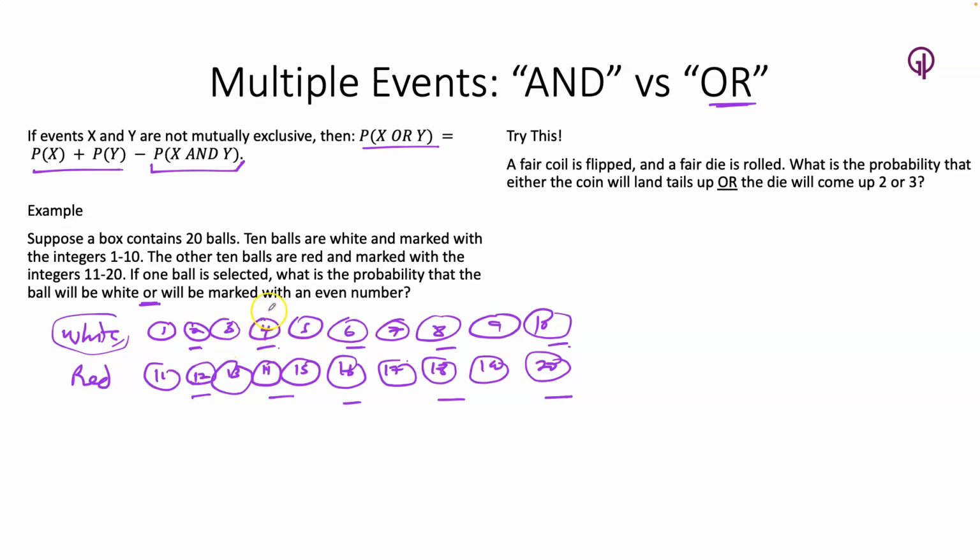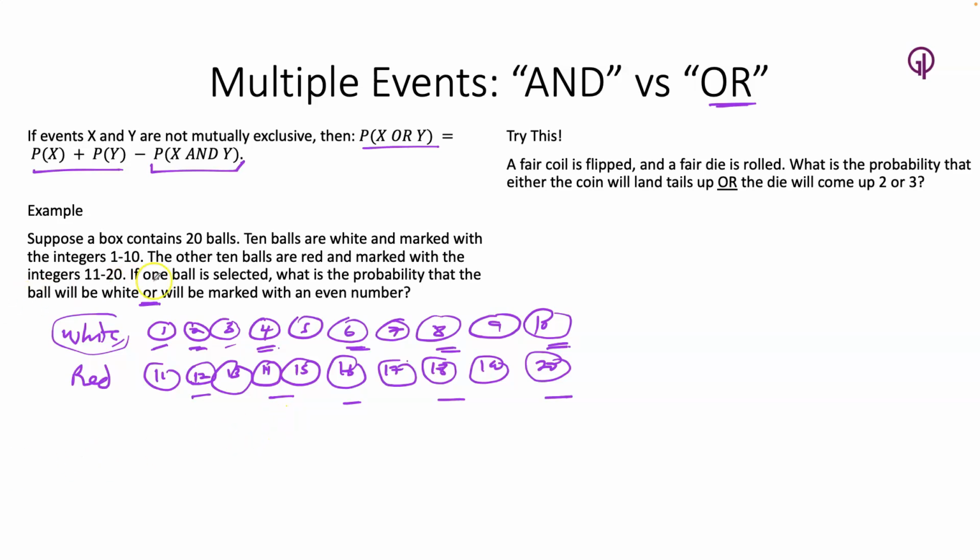Okay, so here we want white or even. However, if you look at the white balls, you realize that this one is both white and even. This as well is also white and even. And so we have to take out all these balls to get just white and just even.